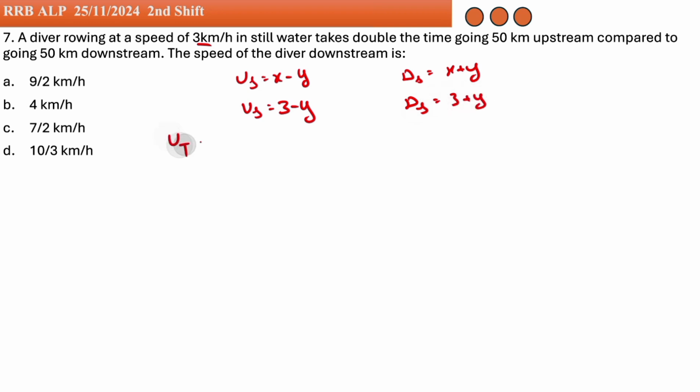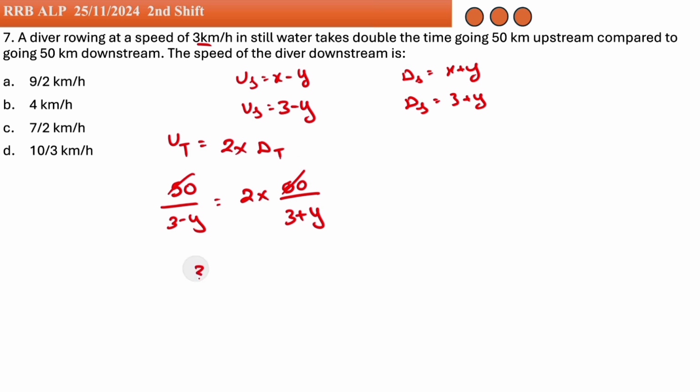So here upstream time is taken double the time of downstream time. So time is equal to distance by speed. Distance is 50 km, speed is 3 minus y equal to 2 into same distance and 3 plus y. So now these 50 and 50 get cancelled. 3 plus y is equal to 2 times of 3 minus y. 3 plus y, 2 3 is 6 minus 2y.